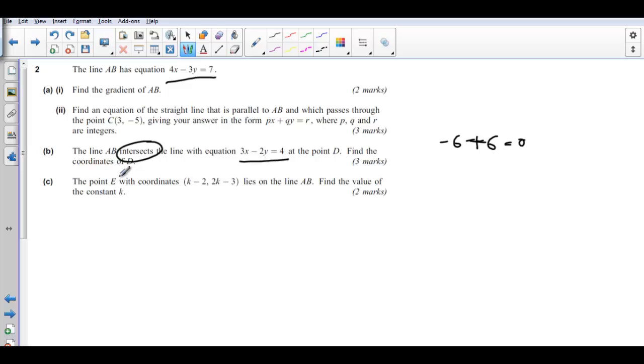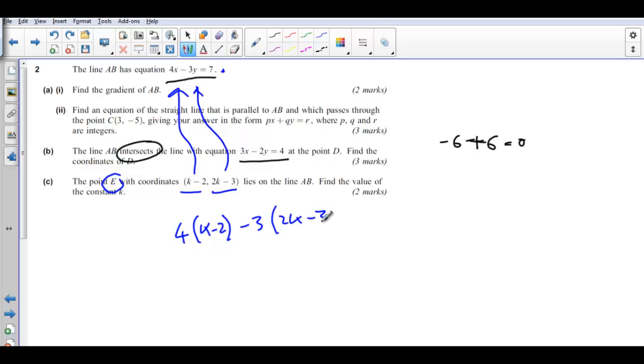Okay, so this time we've got a point E with coordinates k take away 2 and 2k take away 3. Lies on the line A to B. That's our friend up here. Find the value of the constant k. Okay, what can we do? Let's bung those things in place of x and y. I can't see much else to do there. So writing it out, 4 lots of k take away 2, take away 3 lots of 2k take away 3 equals 7.